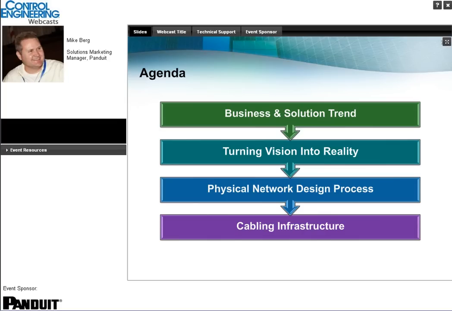And then Bob Elliott's going to join us as well and talk a little bit about turning that network vision into a game plan for you, discussing things like network assessments and getting more into the standards and the cabling infrastructure for a best practice physical design. So that's a little bit on what we're going to cover today. Let me transition here.